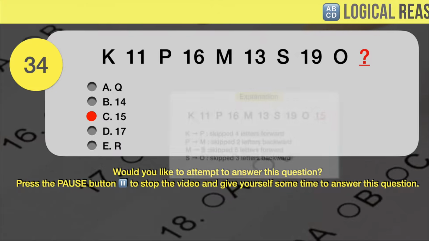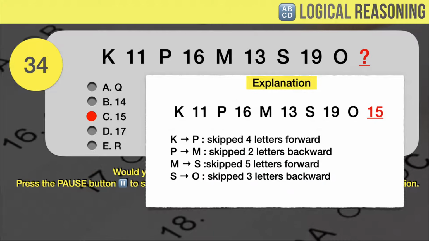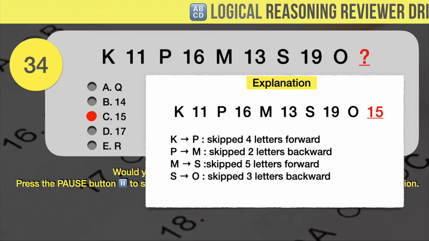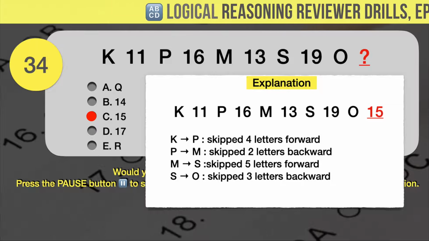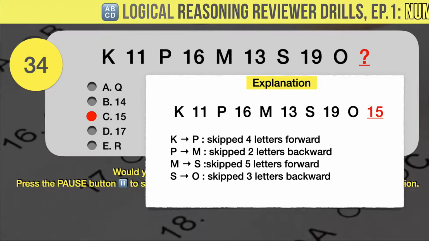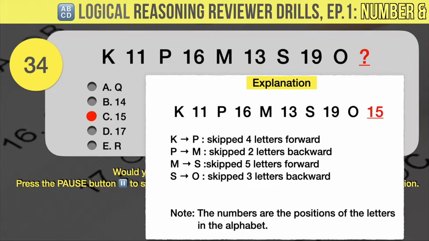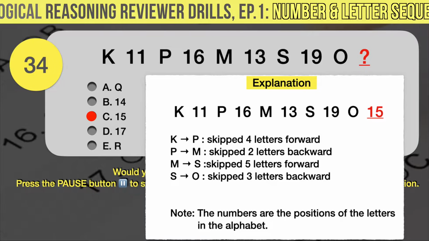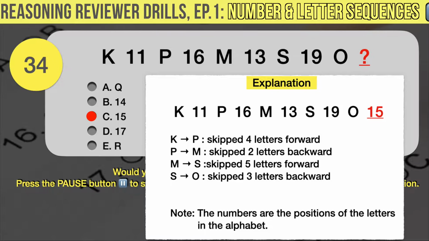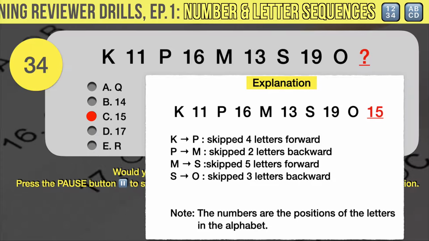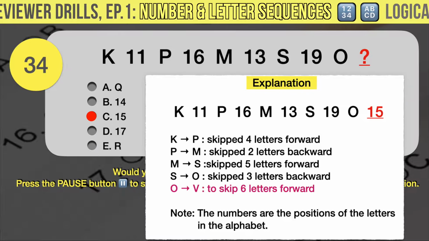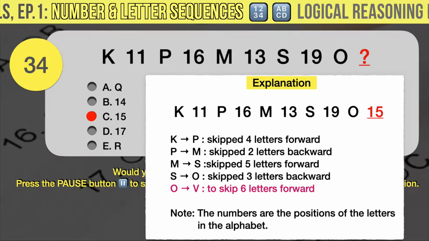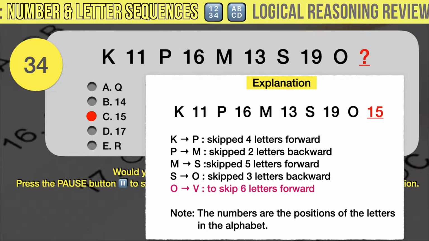Number 15. The letters in the sequence go like this. K. Skip 4 letters forward, P. Skip 2 letters backward, M. Skip 5 letters forward, S. Skip 3 letters backward, O. The numbers are simply the positions of the given letters in the alphabet. That is, K is the 11th letter of the alphabet, P is the 16th, M is the 13th, S is the 19th, and O is the 15th. If we were to proceed further, the next two terms would have been V, that is, by skipping 6 letters forward from O, and 22, since V is the 22nd letter in the alphabet.